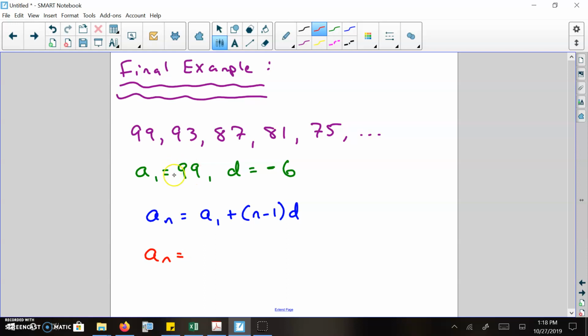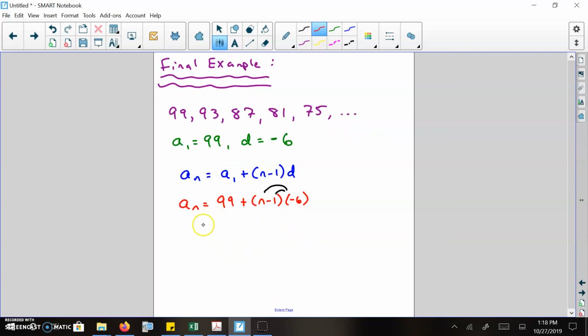Okay, so our a sub 1 in this case is 99, and our common difference here is, notice I'm putting this inside of parentheses, negative 6. I'm putting this inside of parentheses because I need to distribute it to this n minus 1 to clean this up a little bit. So this is going to become 99. Negative 6 times n becomes minus 6n, and negative 6 times negative 1 becomes a positive 6. So when we're finished, 99 plus 6 is 105 minus 6n. So here's my explicit formula for this.